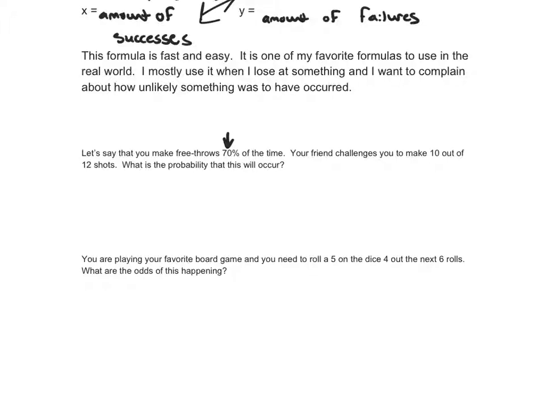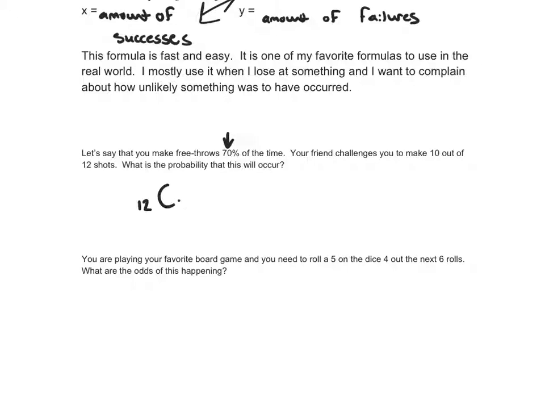10 out of 12 is 83%. Now, obviously, it can happen, but we can type in and find what's the probability just on random if we gave it to a machine, or maybe we built a machine that makes 70% of free throws. What would be the probability that we make 10 out of 12 shots? Here's what it would look like.